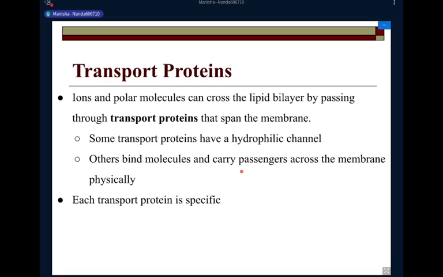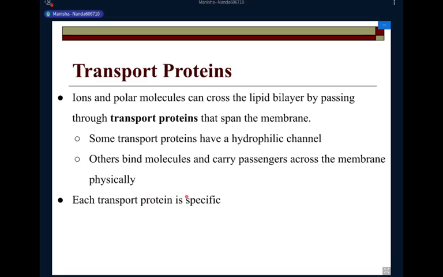Whereas there are other proteins that will act like a vehicle. That is, suppose they are present in the outer leaflet of the lipid bilayer, they will bind to a molecule, carry that molecule, move to the inner leaflet and transport it there, right? So these are called carrier proteins that actually carry the molecules, whereas others are called channel proteins. We'll talk about this later in this lecture.